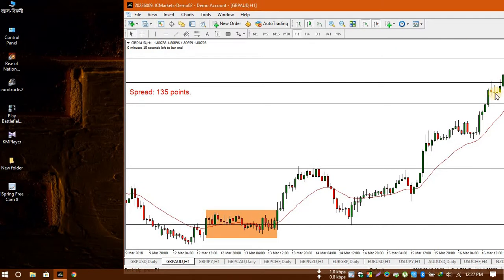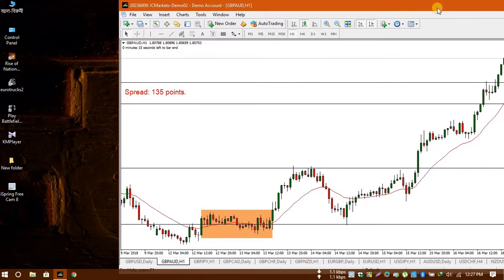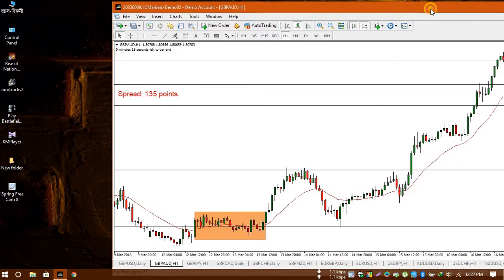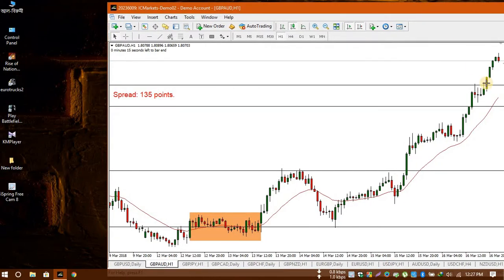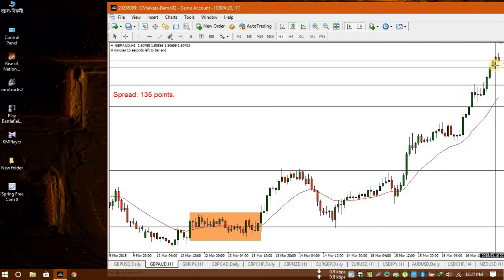What do you see? The market takes some rest here and goes up and goes above the level. So we might close at this area as our target level has been reached, or we will hold the trade till now.